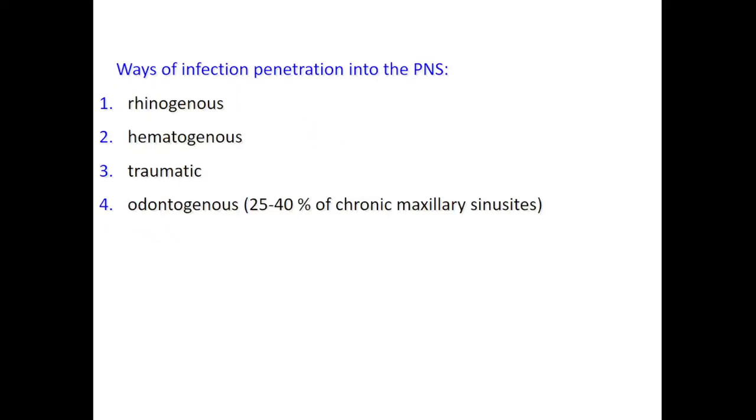So how can infection spread and appear in paranasal sinuses? Of course, the most common way is rhinogenous, through the nose and nasal cavity, but it may also be hematogenous, traumatic, and odontogenous. Pay attention to this form of sinusitis because it accounts for up to 40% of chronic maxillary sinusitis.